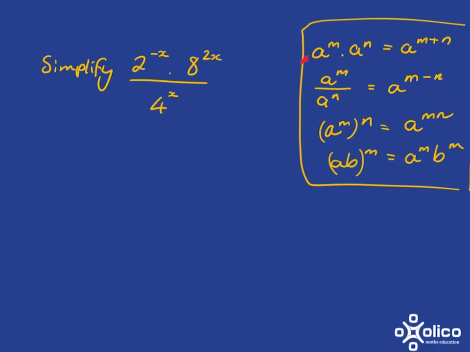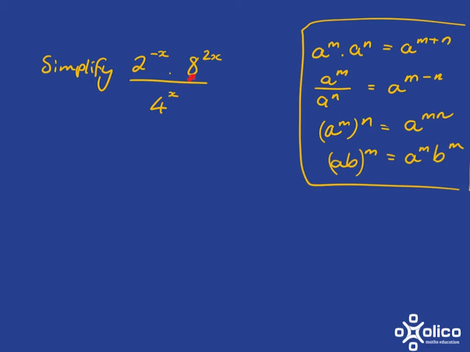If you've got two things multiplied together, you add the exponents. If you've got two things divided, you subtract the exponents. It only works if you've got the same base. And here you've got a 2, an 8, and a 4 as the base. So you actually aren't going to be able to apply these rules. So what we need to do is get the base the same.